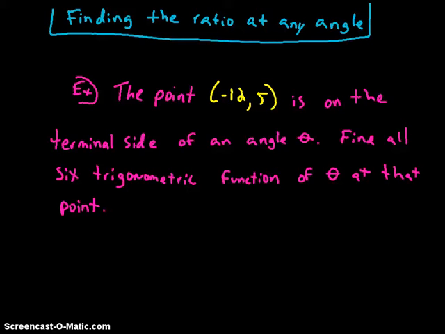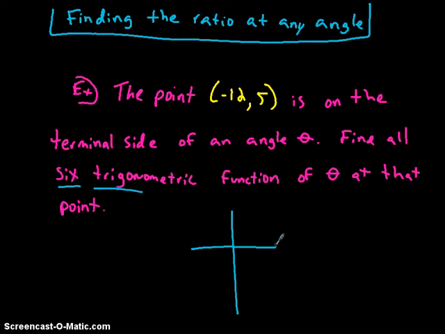Finding the ratio at any angle. In this problem, the point (-12, 5) is on the terminal side of an angle theta. Find all 6 trig ratios, or trig functions, of the angle theta at that point. So basically, we're going to find sine, cosine, secant, cosecant, all those at that point.